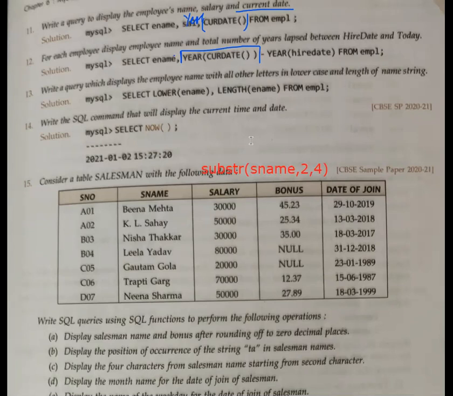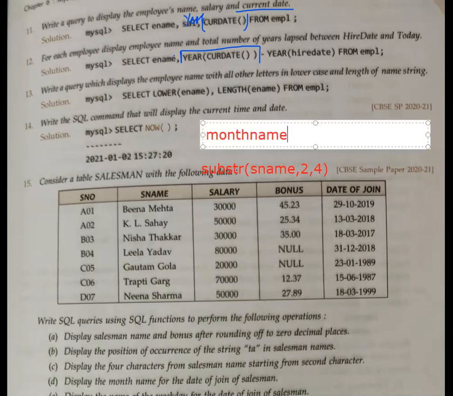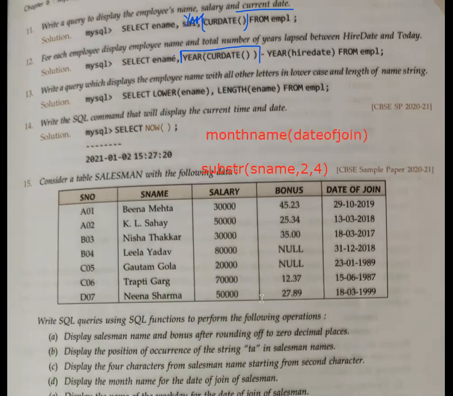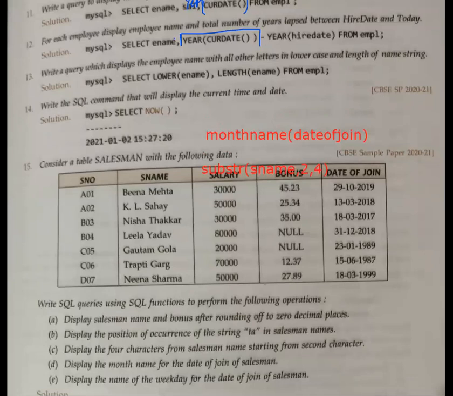Okay, so I'm writing the name of the function, that is monthname. And then inside that we are going to pass dateofjoin. So select monthname(dateofjoin) from salesman. This is how we are going to use it. One more question is given, I suppose. Okay, this is also given.